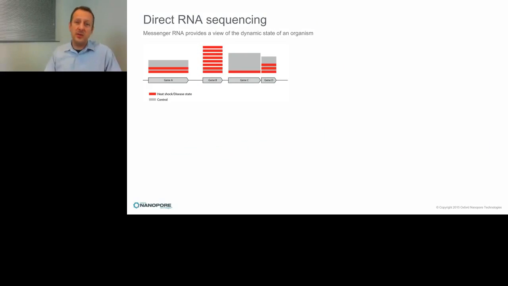We've talked a lot about DNA, but it's also worth mentioning that nanopores are capable of sequencing RNA too. This is a work in progress for us because we've been focusing mostly on DNA, but we have been getting very good results so far with RNA directly.